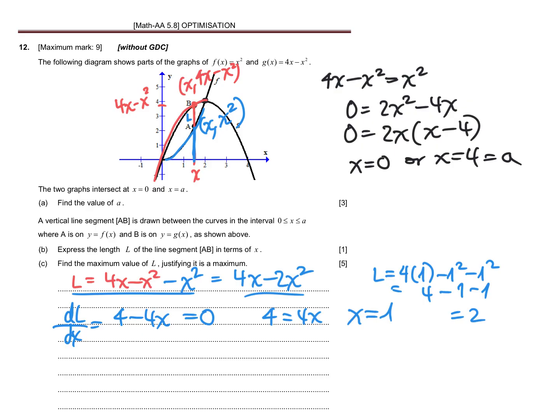To justify, we need the second derivative, which is just negative 4. So that means it's concave down everywhere, actually. So x equals 1 is the maximum.